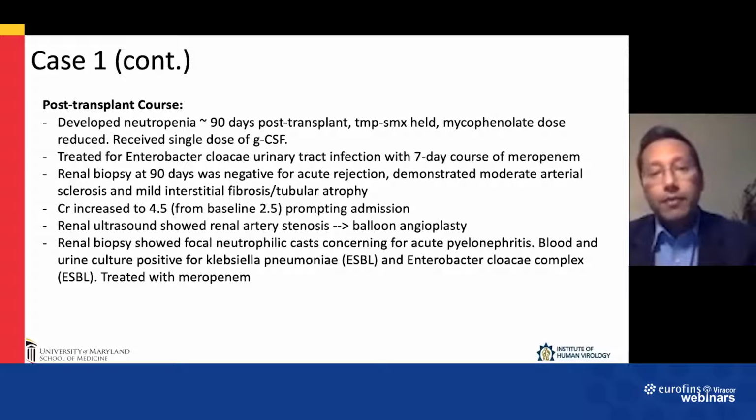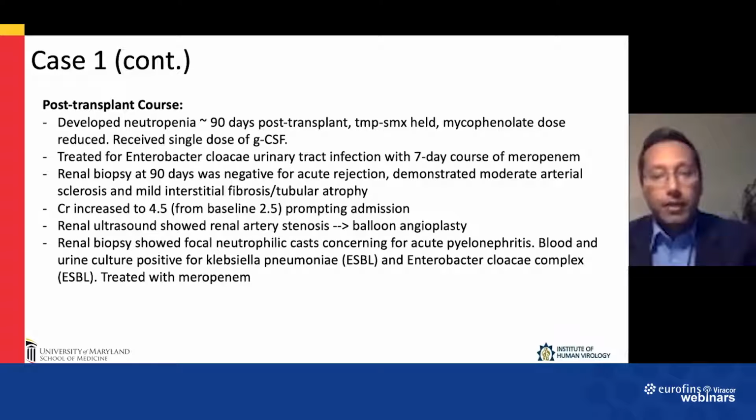And then a renal biopsy, because of her rise in creatinine at around 90 days, was negative for acute rejection, but did demonstrate some moderate arterial sclerosis and mild interstitial fibrosis with tubular atrophy. Following this renal biopsy, unfortunately, her creatinine continued to rise up to 4.5, which is what prompted her admission to our medical center.